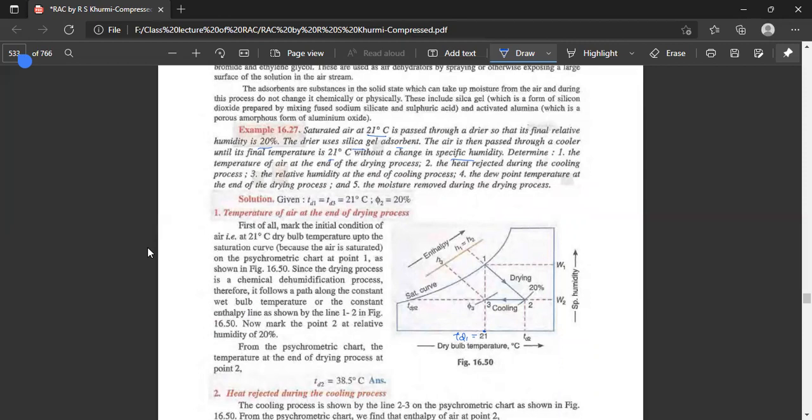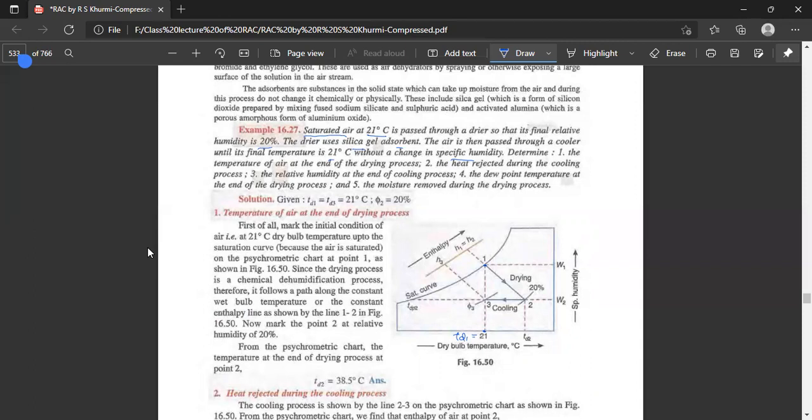First of all, mark the initial condition. Draw a vertical line from 21 degrees centigrade up to the saturation curve, which is the 100% line, because the air is fully saturated. Yes, it is given that the air is fully saturated at 21 degrees centigrade, so point 1 will be on the saturation curve line.